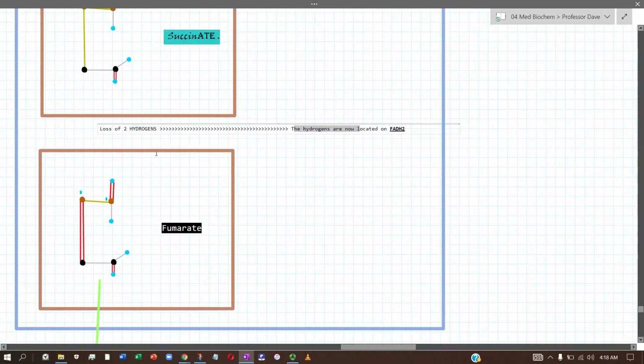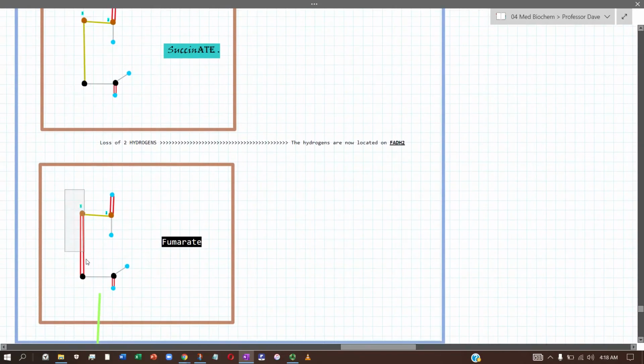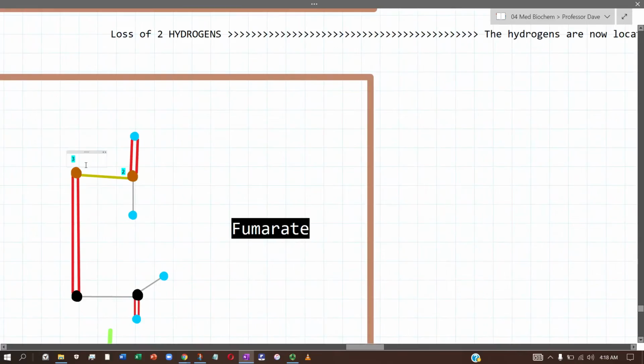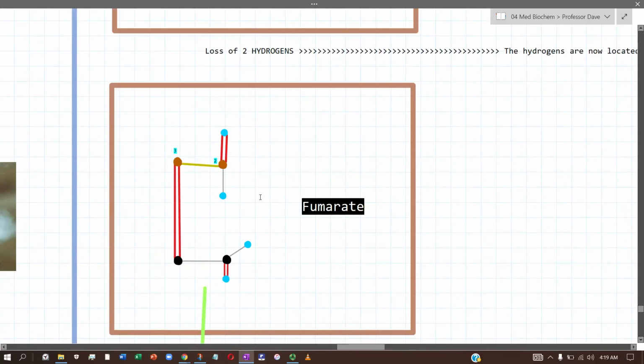But for now, what happened is that this bond right here used to be a single bond, but now you have this double bond between those carbons. And this is a good time to repeat that these brown carbons are a way of keeping track of which are the two carbons that came in as pyruvate. So we're keeping track of those. So now you have this molecule that got created called fumarate.